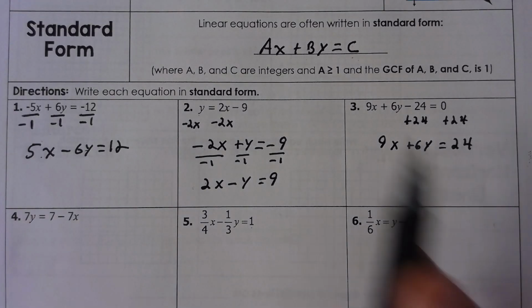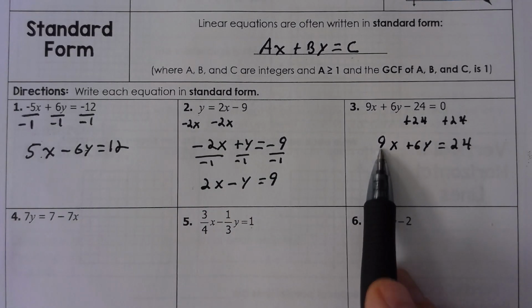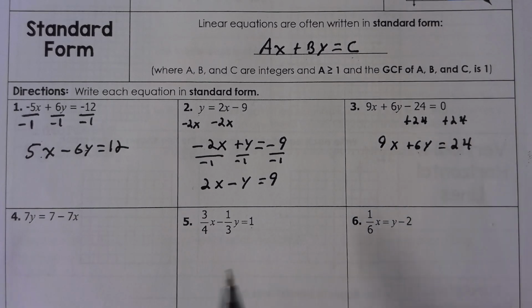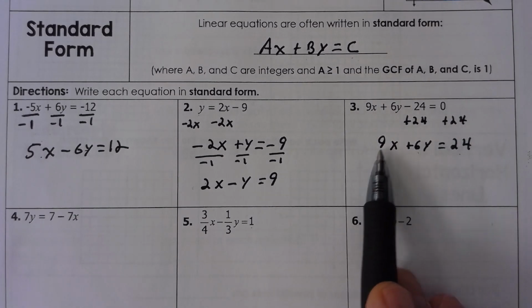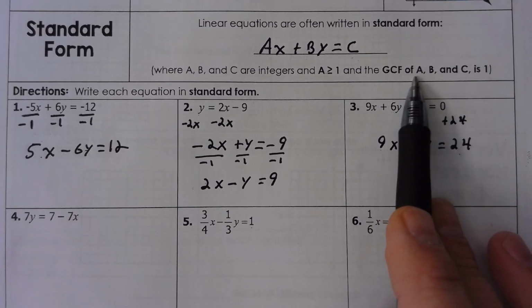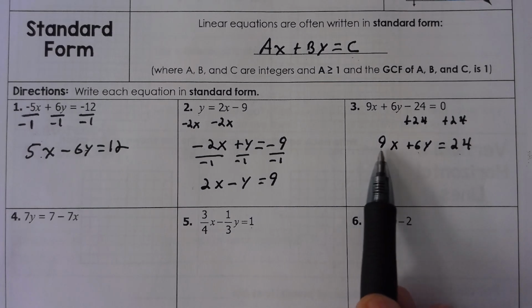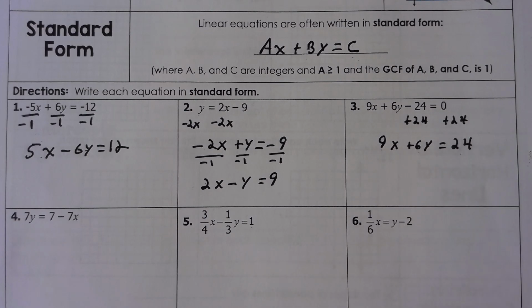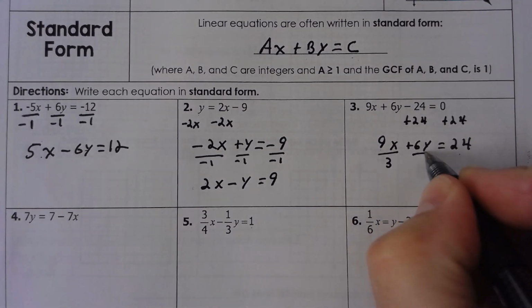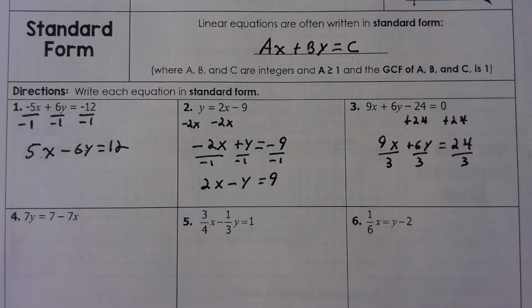Now, is each one of them an integer? A is an integer, b is an integer, c is an integer. Is a greater than or equal to 1? Yeah, it's +9. Is the greatest common factor of a, b, and c 1? No. The greatest common factor between 9, 6, and 24 is 3. So I'm going to divide the whole thing by 3. How did I know that the greatest common factor was 3? After a while you can recognize the numbers and know that each one of them has a 3 in common with each other. Or there's a function on your calculator, on the Casio calculators, I think, called greatest common factor, and you can plug your numbers in there and it will evaluate it for you.